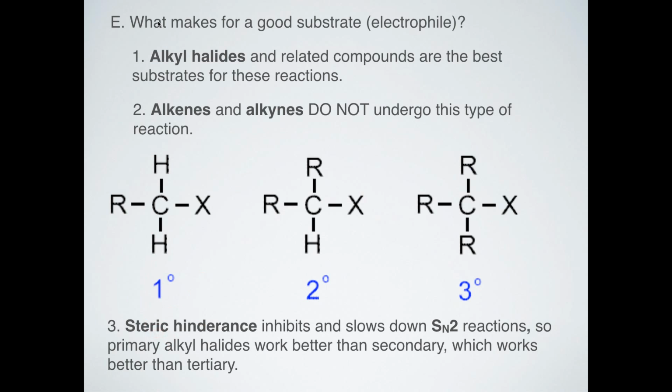Remember, you have a backside attack. You want to have a nice clear area back here for your bond to form. The more stuff you have attached to it, the more steric hindrance, the more difficult your reaction is going to be. So primary is much better than secondary, and secondary is 10 times better than a tertiary type of alkyl halide. What about your leaving group?